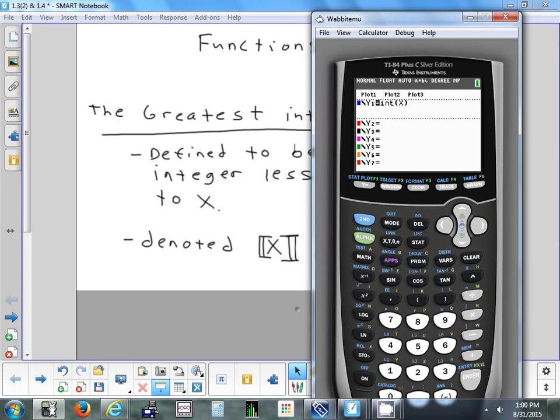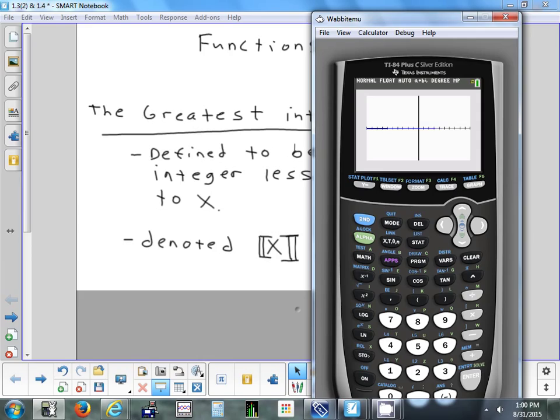What do you see? Can anyone describe what you see on the screen when you graph that? How do you get to integer? Math, number, 5th option down. Thank you. You're welcome. Some people said, what do they say it looks like? Looks like stairs. Yeah, it kind of looks like a set of stairs.